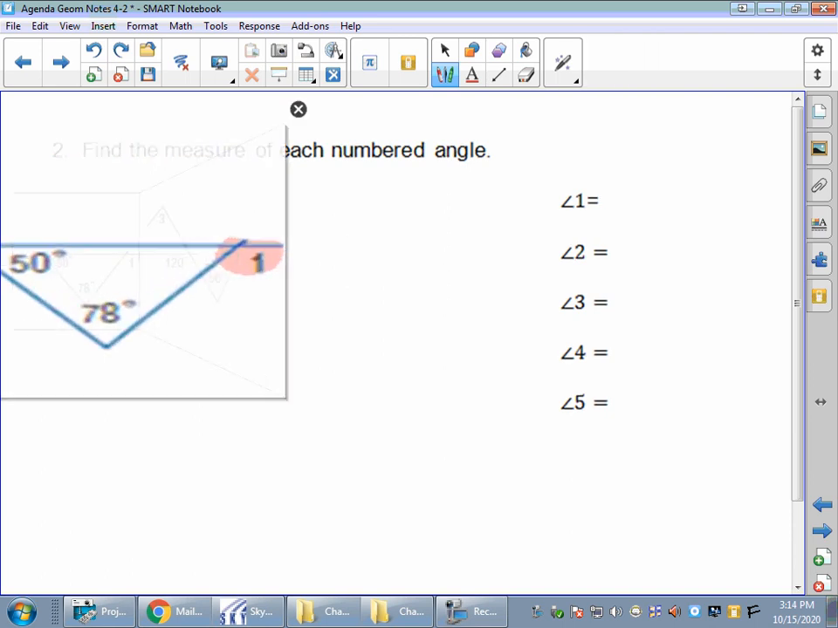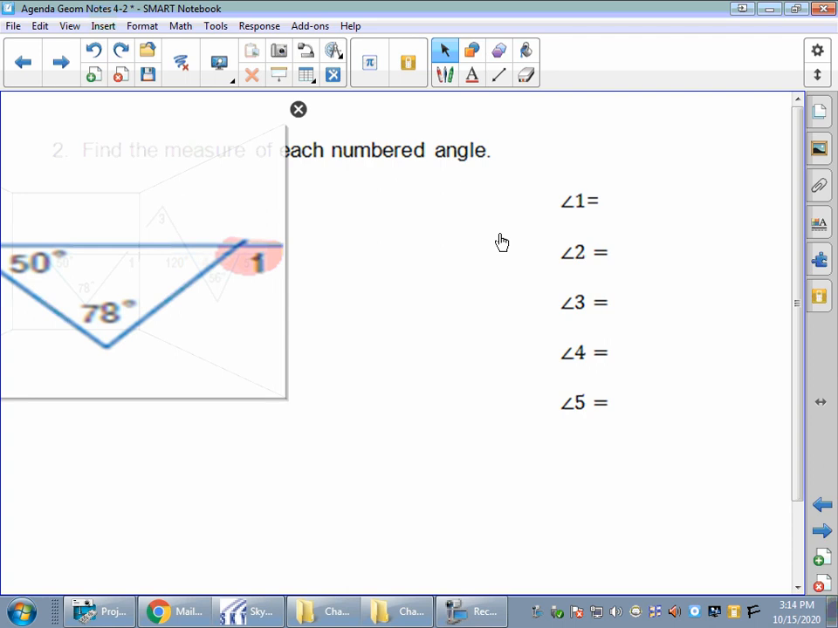Angle 1 is an exterior angle. We have two options. You can do 50 plus 78 and subtract that from 180. That would give you the third interior angle. And then those two angles are a linear pair, or add up to 180, so subtract from 180. If you're paying attention to what I said, I just said you should subtract from 180 and then subtract from 180 again. The exterior angle theorem is a shortcut for that.